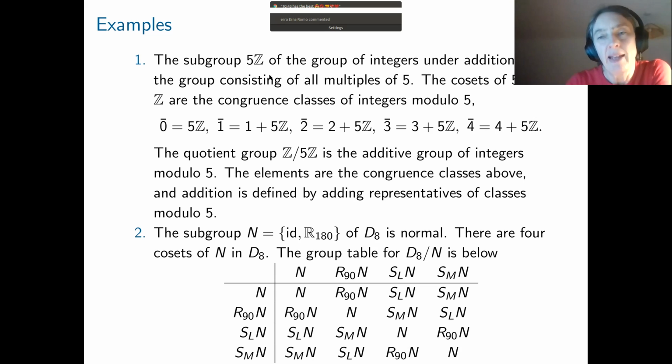In this case, it comes for free that 5Z is a normal subgroup of Z, because Z is an abelian group, so all subgroups are normal. You don't have to dwell on the fact of the normality, but it is actually there behind the scenes.